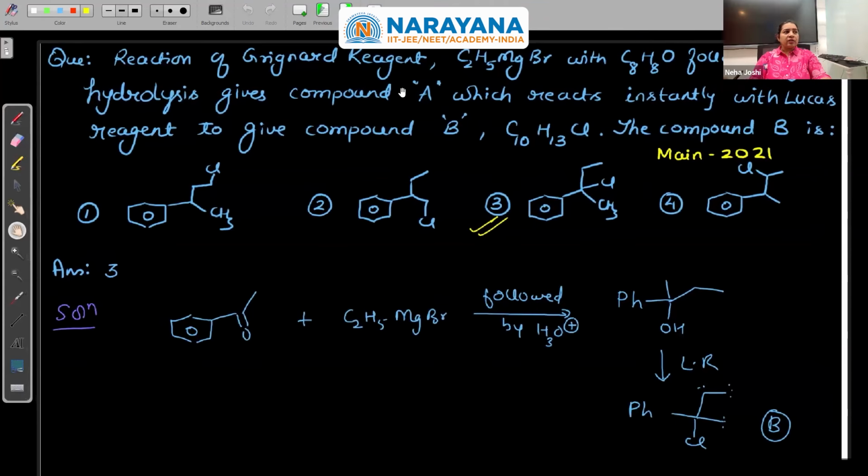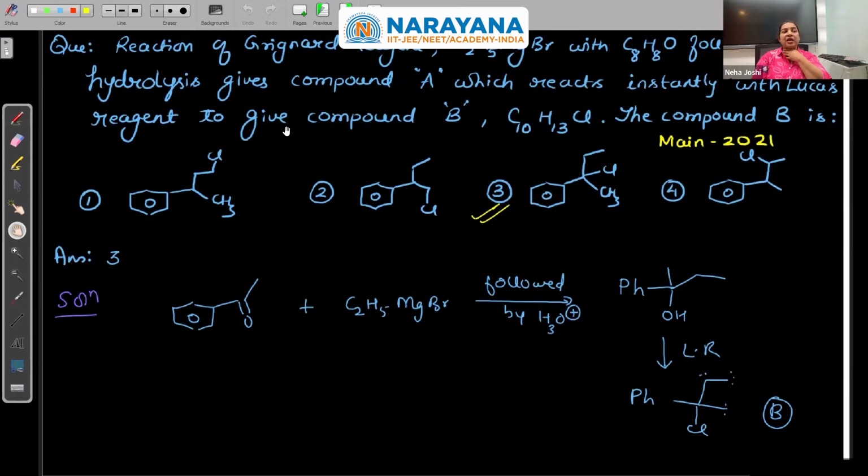Coming to this, reaction of Grignard reagent, a very basic question. Basic question, but what is the point I want to tell? Reaction of Grignard reagent with C8H8O followed by hydrolysis gives compound A, which reacts instantly with Lucas reagent. It is clear that it is reacting instantly. So anyhow, I have to have something which is a very stable carbocation. Okay. And the compound B is.